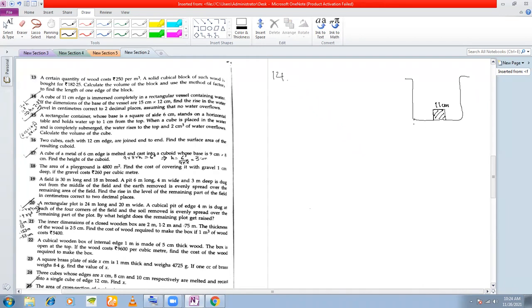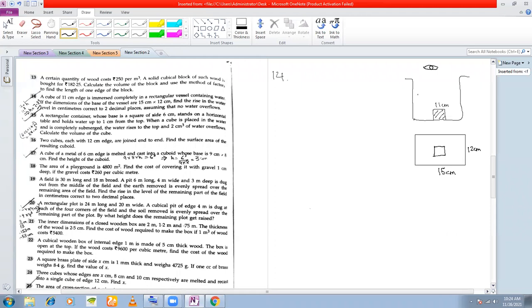Dimensions of the base. That means this is a rectangular base here. Let me draw the base. This is a rectangular base of the vessel. When you're looking at it from the top of the vessel, this is what you see, the rectangle. And the cube is placed somewhere over here, right? So the measurements are 15 centimeter by 12 centimeter. And now the question is to find the rise in level of water in centimeters, correct to 2 decimal places.